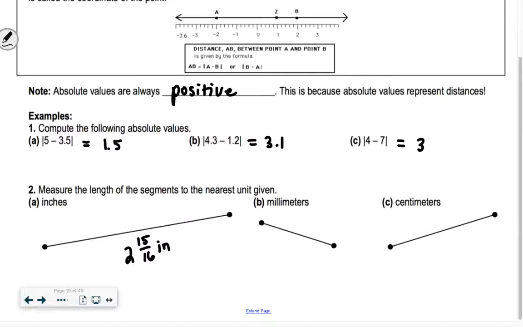Have you guys heard the thing that carpenters always say? Have you heard the saying? Measure twice, cut once. That's right.